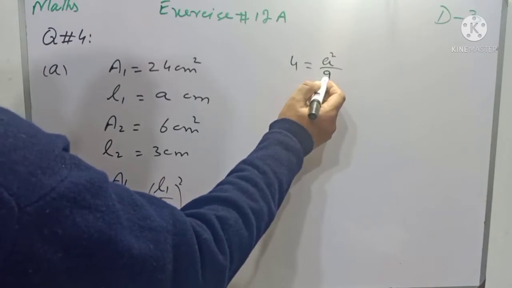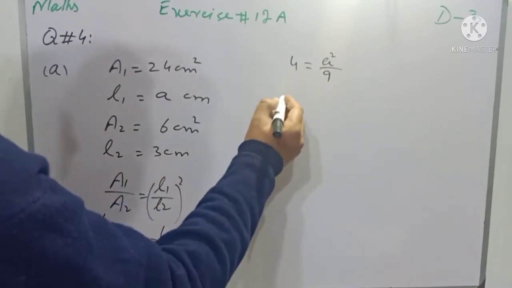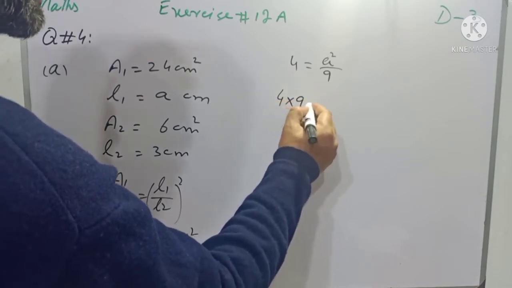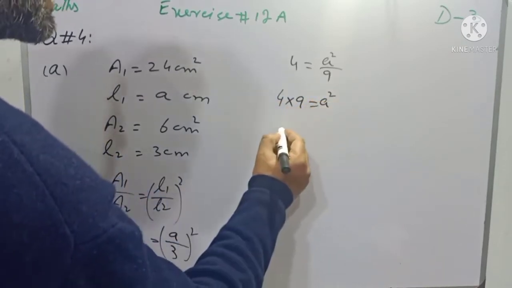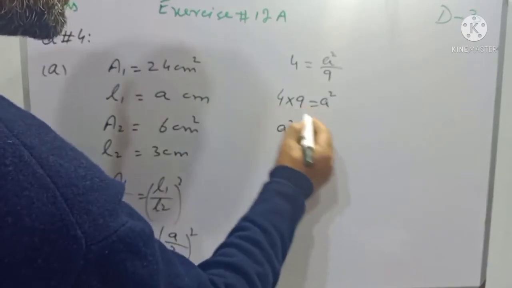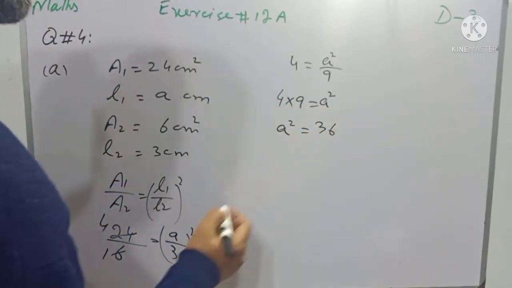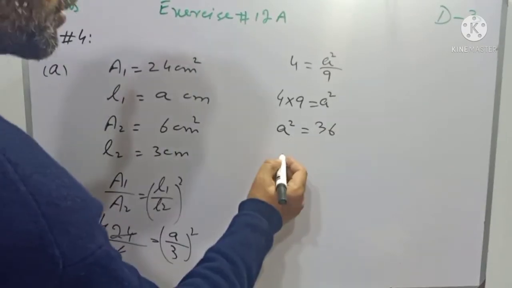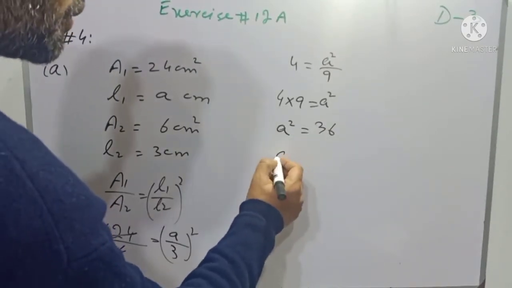And 9 is dividing on the right side. When we transfer it to the other side, it will multiply, and we will have 4 multiplied by 9 is equal to A square, and A square is equal to 9 4s are 36, and to find the value of A, we will have to take the square root on both sides.